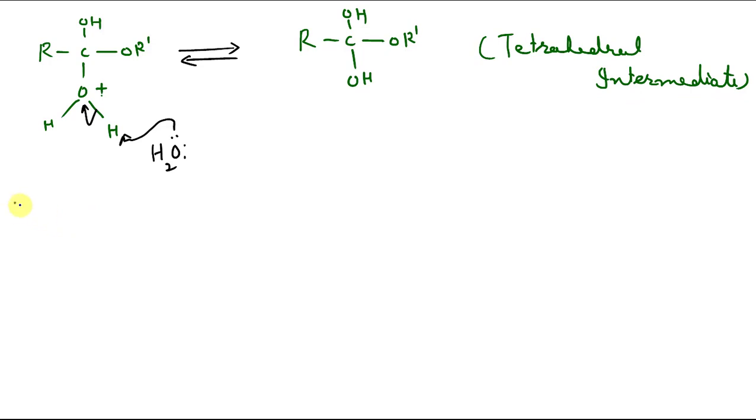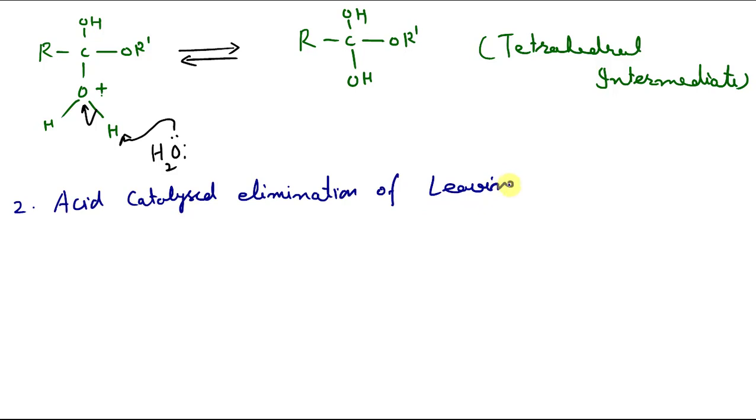Now for substitution we have to do the second step also. The second step is also catalyzed by acid. This is acid catalyzed elimination of leaving group. We have discussed in my previous lecture that even though R'O- is a very strong base, an alkoxide ion, even then in these reactions it can act as a good leaving group. So you can watch that lecture.